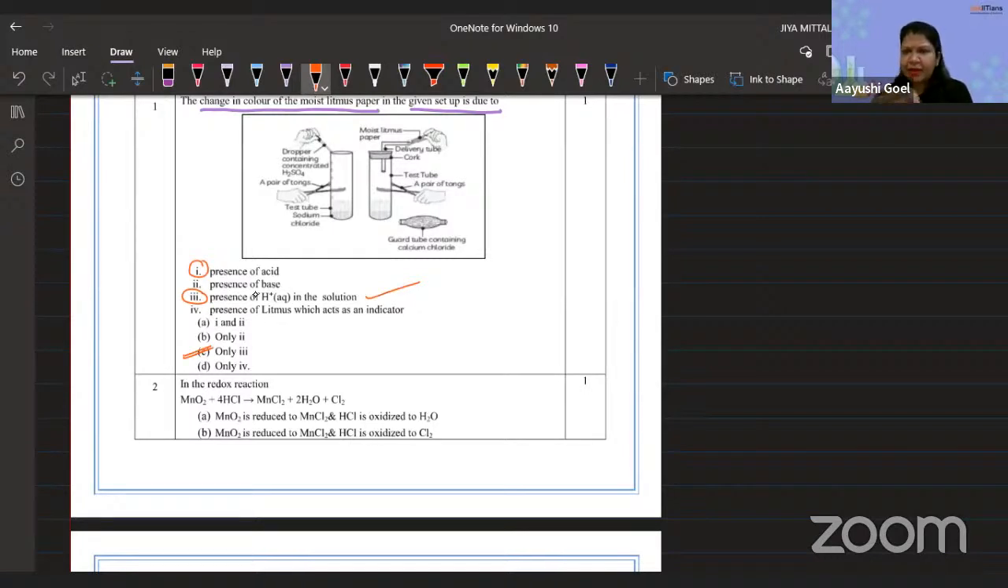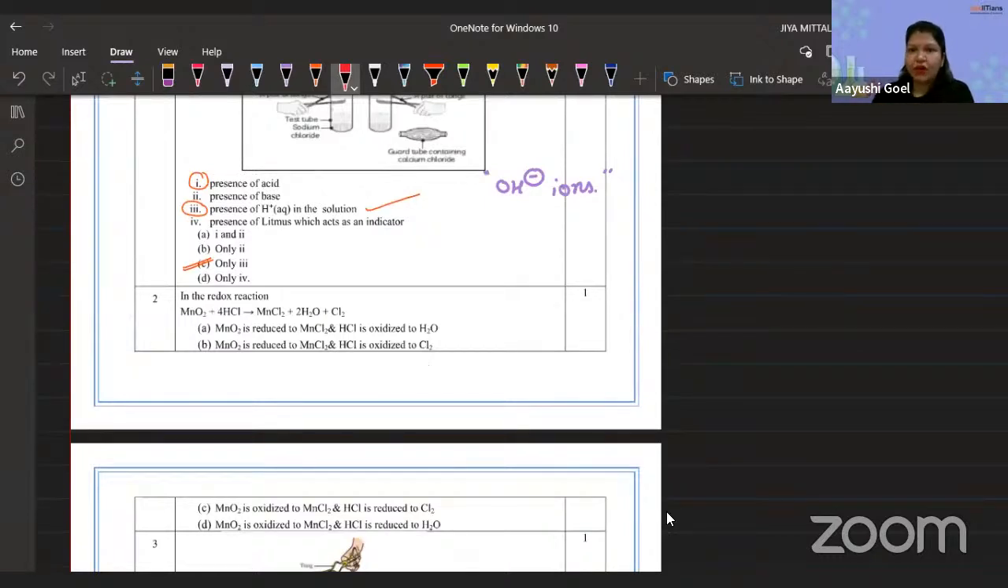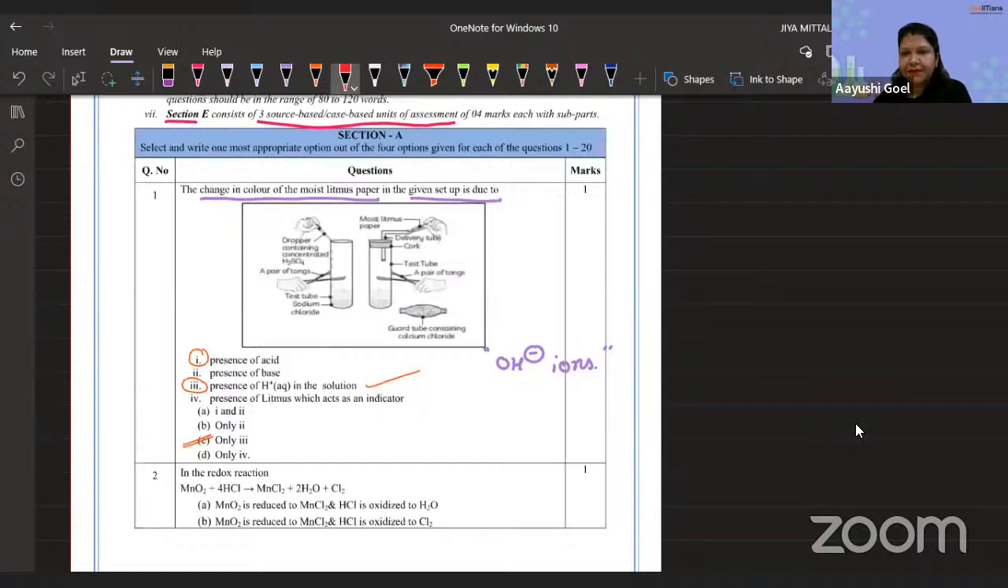Instead of that, if they had added a base here instead of acid, then in that case, the answer would be OH minus ions. Similarly, let's go with the second question. So in the first case, the answer is C, that is correct. The correct way of writing this is like this: write answer 1, that is C. And the option is presence of H plus (aq) in the solution.